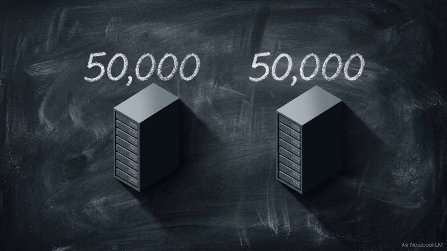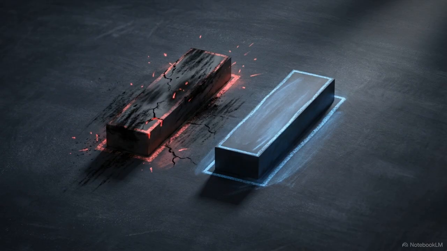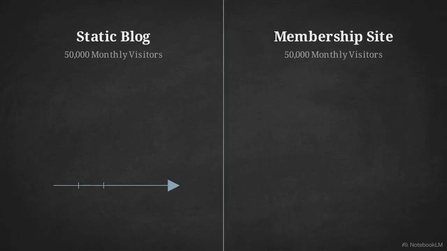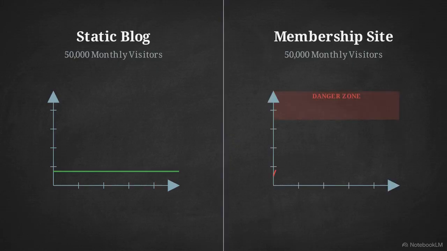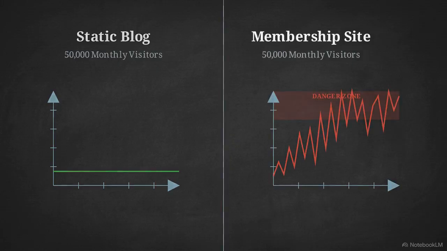Take two identical shared servers. Both receive exactly 50,000 monthly visitors. The first server crashes completely. The second server barely registers any load at all. On the left, a static blog handles 50,000 visitors with a flat load line. On the right, a dynamic membership site serving identical numbers spikes straight into the red.